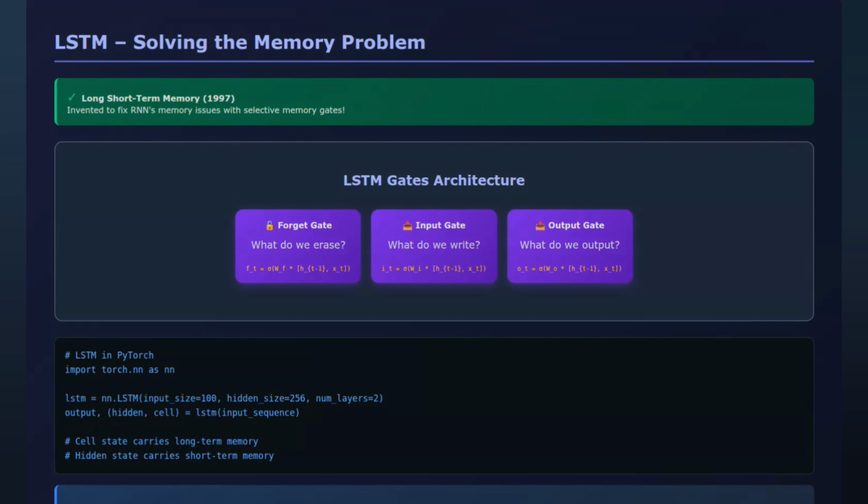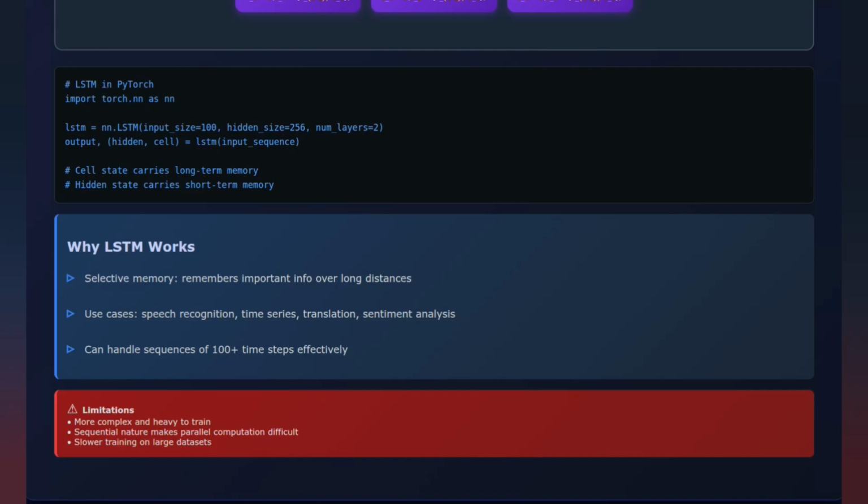These gates work together to create selective memory. LSTMs can remember important information over hundreds of time steps, something RNNs could never do reliably. In PyTorch, using an LSTM is actually quite straightforward. You can see the implementation here. Notice we get both a hidden state and a cell state. That cell state is the long-term memory. LSTMs became the go-to for speech recognition, sentiment analysis, machine translation, anywhere you needed to remember long-range dependencies.